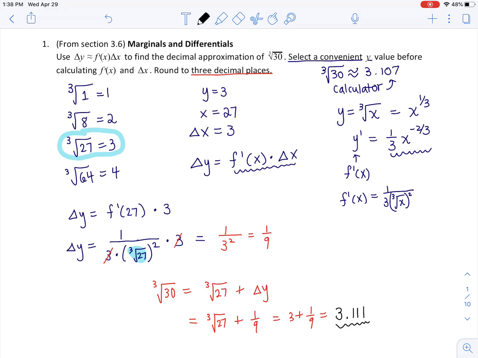So very similar to what you did for me back when you did the 3.6 daily problem. That one was a square root function. Now I just kind of threw in a cube root function, but the idea of adding the change in y to the convenient y value that was closest to the given, the one that we are trying to approximate, the idea is the same. So this is number 1. This is how you would do number 1.